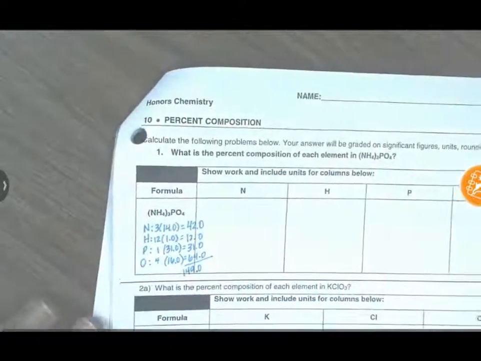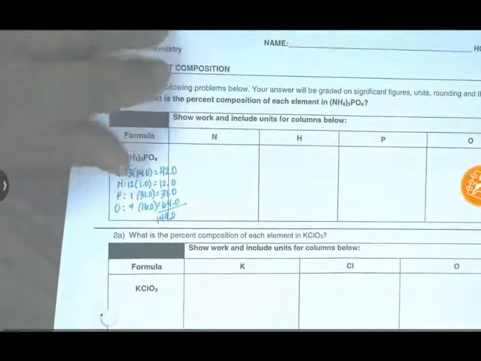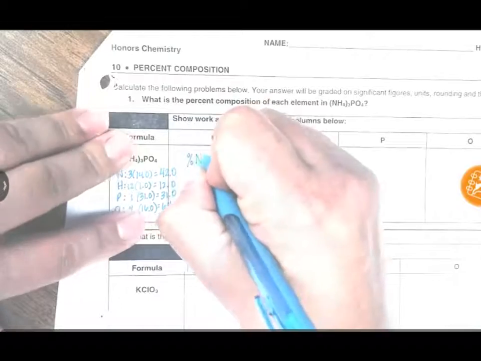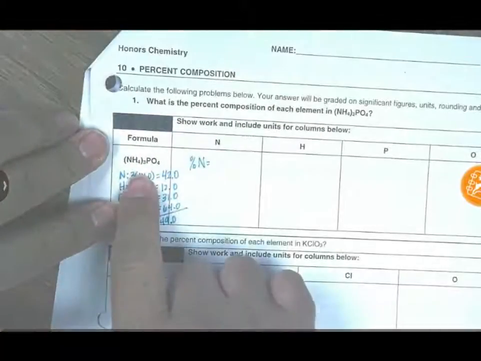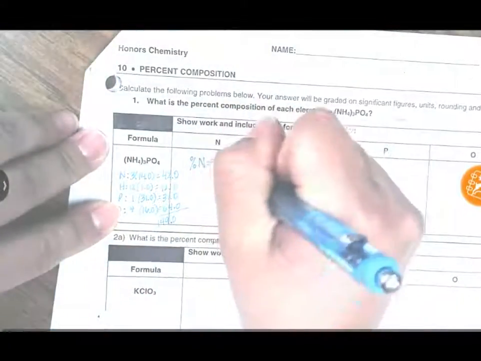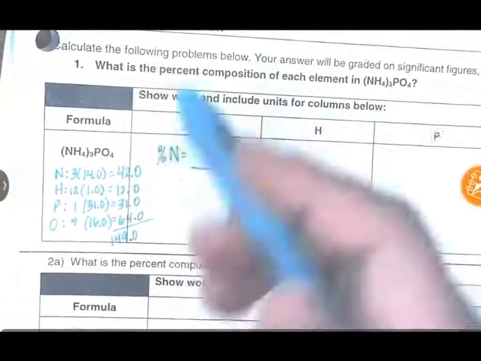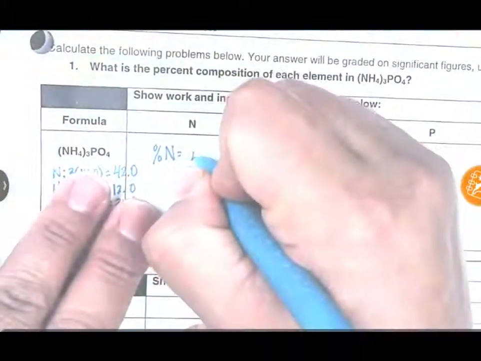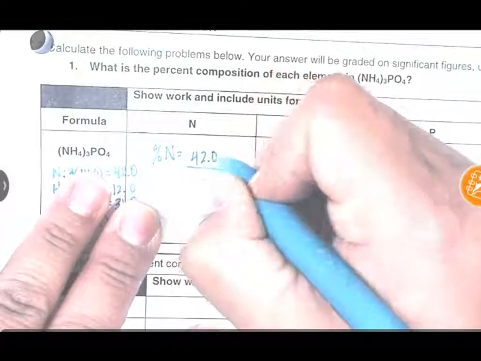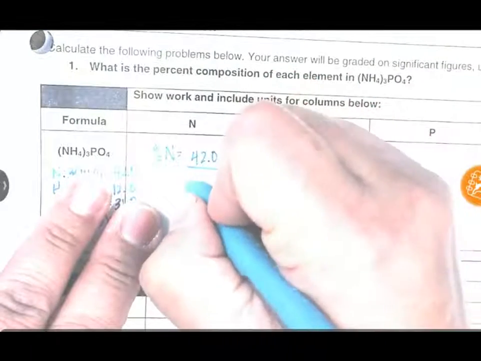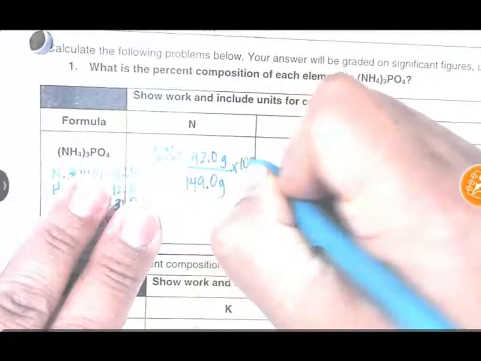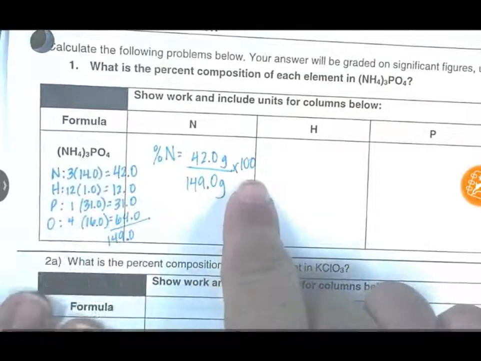Now for percent nitrogen. The percent of nitrogen in this compound would be the total of nitrogen. So not just 14. It's the total nitrogen in the compound. So 42.0 grams divided by 149.0 grams times 100. Don't forget the 100. That's important. That's worth a half.